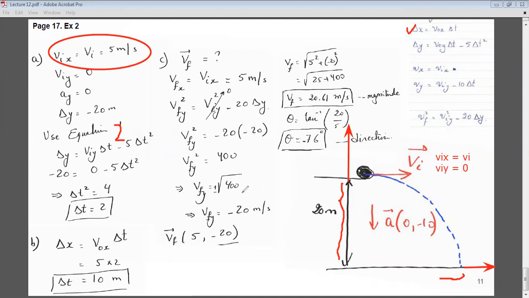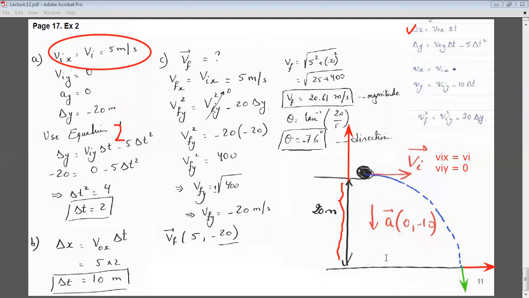Part C, this is new now. Part C, determine the velocity at impact. Between parentheses, he's saying he wants the magnitude and the direction. So what happens at impact is that this will be the velocity vector. Let's put it in another color, or let's erase this. So at impact, this is what's happening. This is the velocity vector at impact. It's asking for its magnitude and its direction.